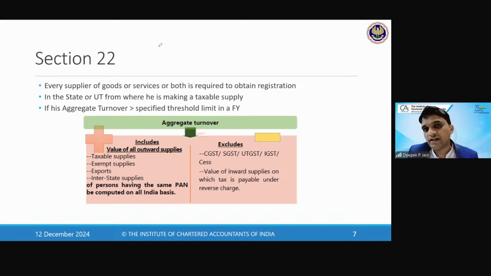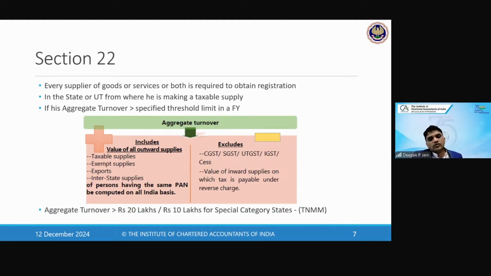Correct. It also excludes interest, but that is coming through a separate exemption, not under section 22. And aggregate turnover could be 20 lakhs. The limit is 20 lakhs and 10 lakhs for special category states. What are these special category states? They are 4 states called TNMM, Tripura, Nagaland, Mizoram, Manipur. In these 4 states, the limit will be 10 lakh rupees.